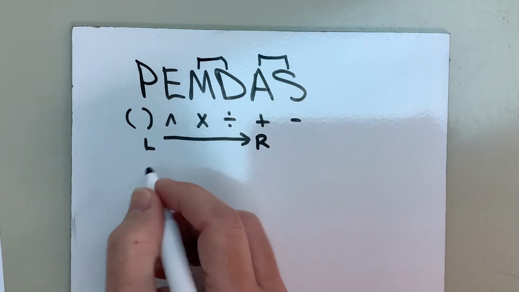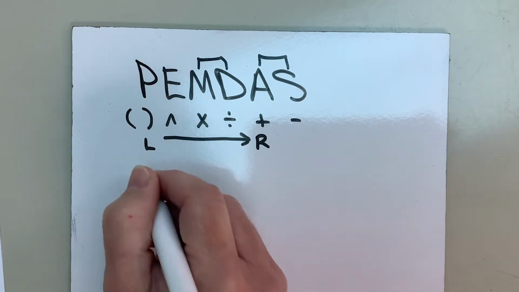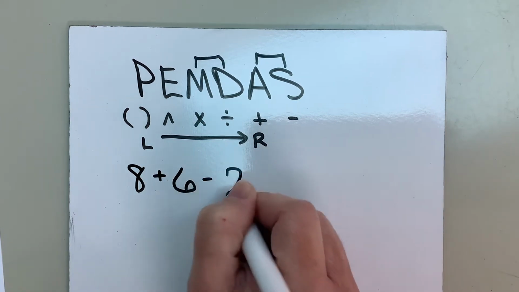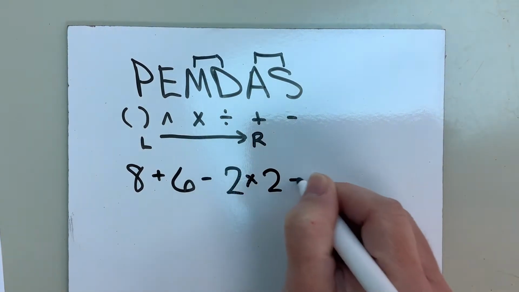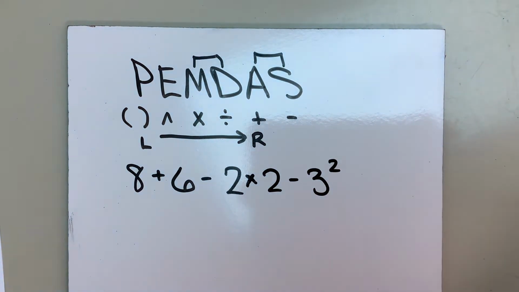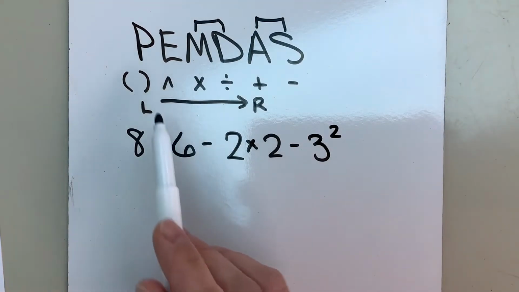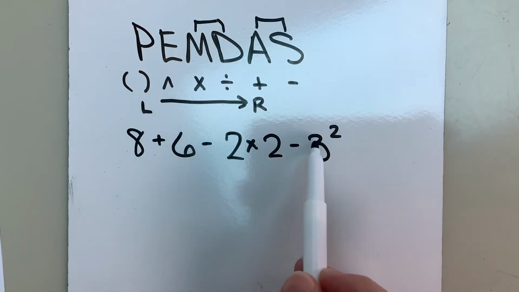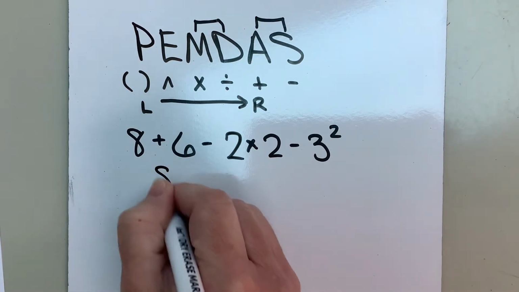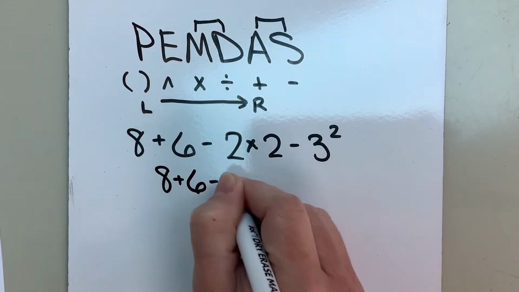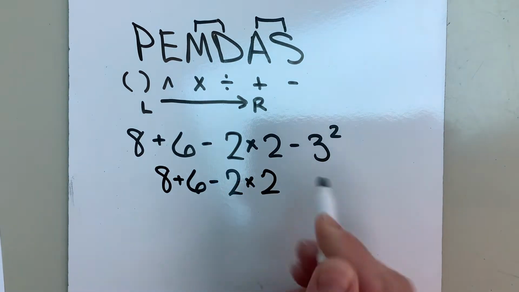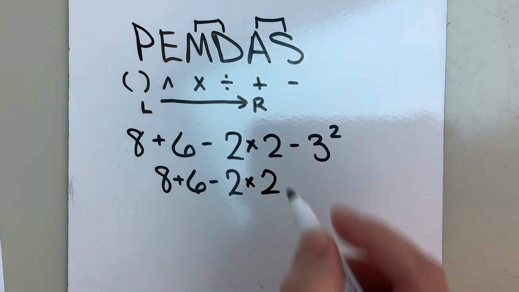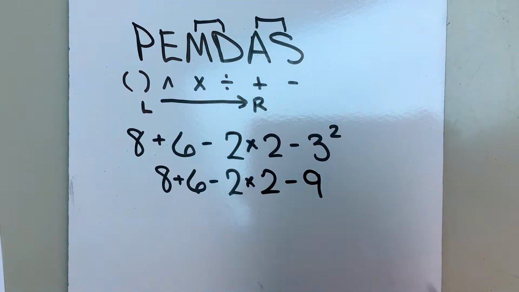All right, so for instance, one of the problems you could look at is 8 plus 6 minus 2 times 2 minus 3 squared. Okay? When you do this problem, there are no parentheses, but there is an exponent. It's way down here. So we keep everything else, and now we evaluate 3 squared. 3 squared means 3 times 3, so that's 9.